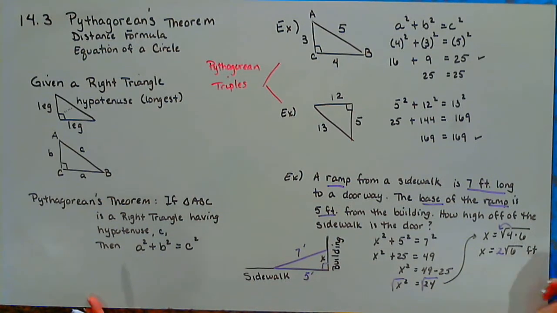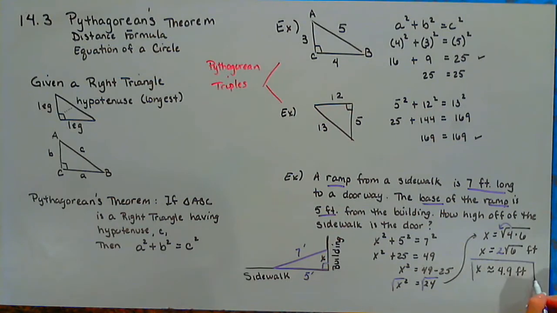So here would be the actual length if I want the exact value. Or for an estimate, we can say the square root of 24 is approximately 4.9 feet. And that's how high off of the ground our door would have to be in order to accommodate that 7-foot ramp. All right, so it's kind of looking at what we're given and going from there. So hopefully that helps a little bit with Pythagorean theorem.